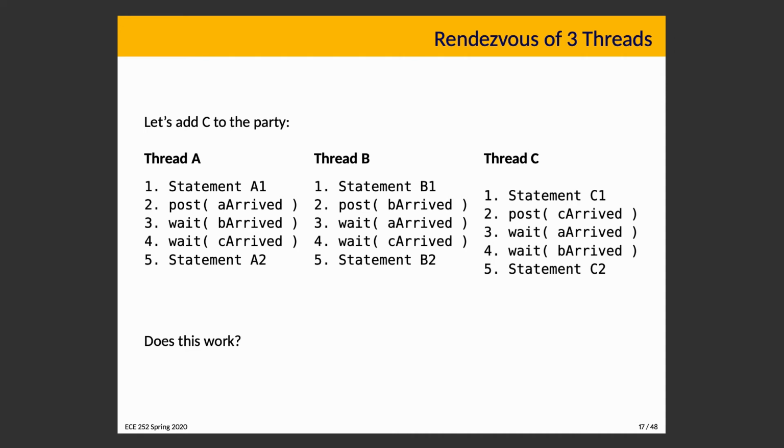Thread A has statement A1, posts its arrival, waits for B, waits for C, and then can go on to statement A2. Thread B has statement B1, posts its arrival, waits for A, waits for C, then has statement B2. Thread C has statement C1, posts its arrival, waits for A, waits for B, and then goes on to statement C2. Is this correct?